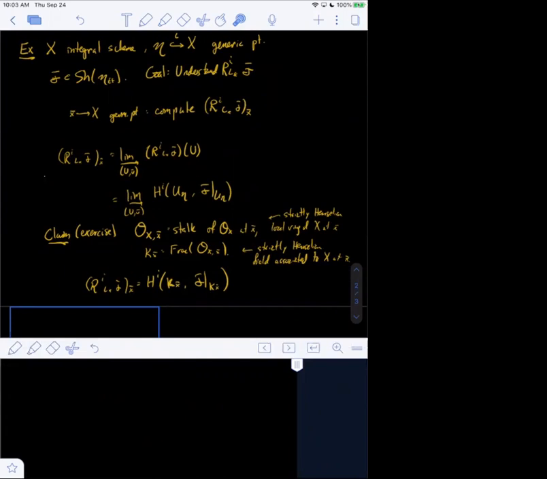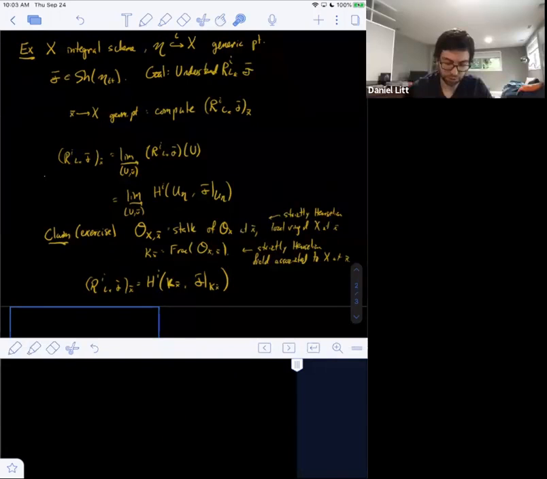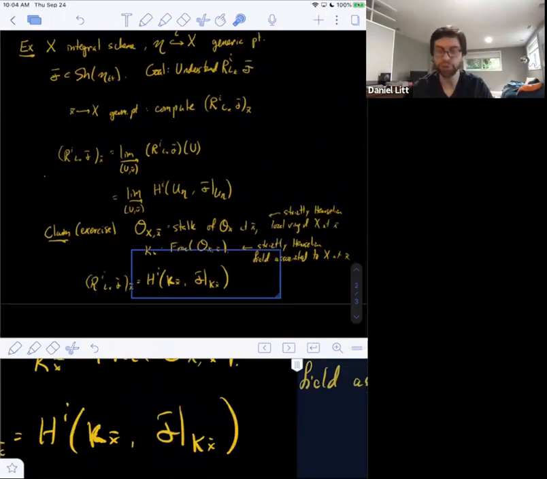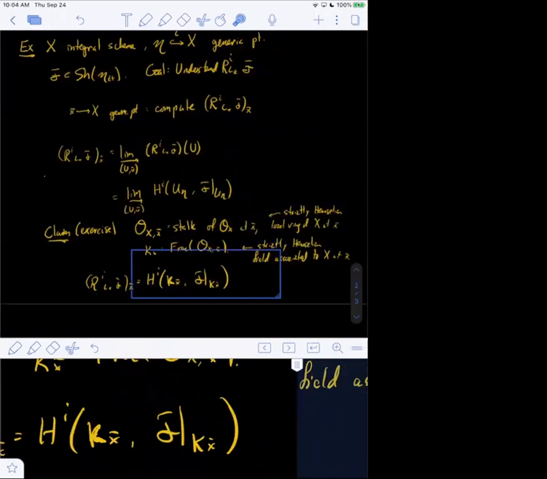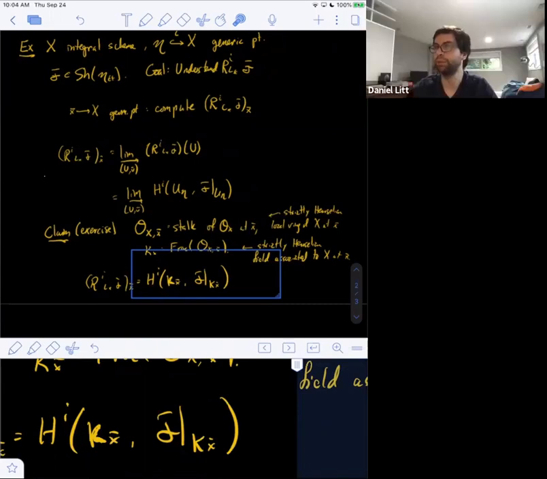Sorry, is it the group cohomology you're writing on the right-hand side? I'm sorry? Oh, so you can think of it either as Galois cohomology, because it's cohomology of a field, or you can think of it as the Etale cohomology of Spec K_{x bar} Etale. And we showed that those two things are the same.